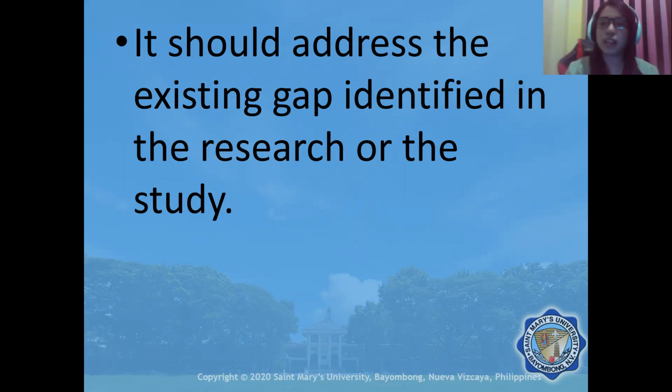So if you watched the previous video, we discussed there the content of the rationale, or the reason behind the conduct of the study. It must contain some information: what is known about the topic, and also what the gap is. And lastly, how will you solve the existing gap through your study? Which means the research problem must address the existing gap.